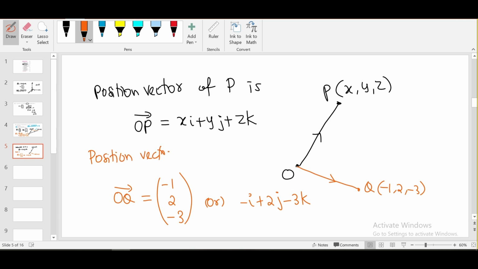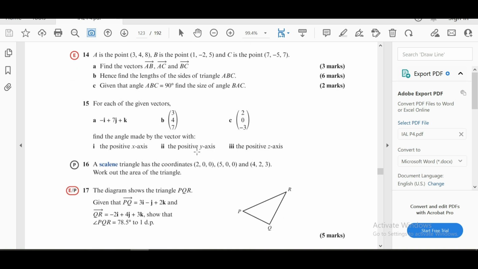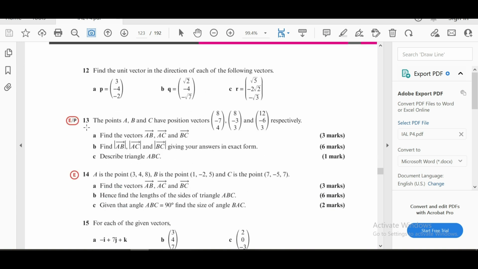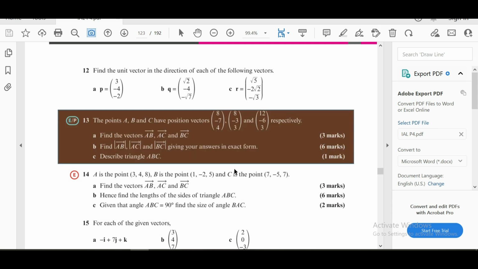Position vector of Q is, copy that please. Okay, from this exercise we solved question number 10, right? Now, 7 and 10. Let's look at one more question.